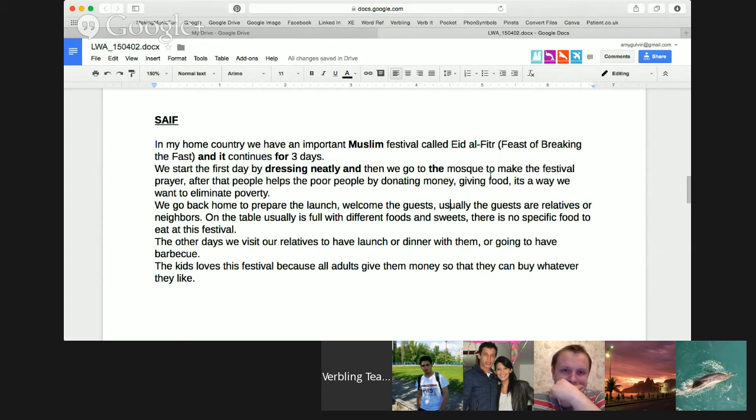I would say to have the festival prayer. You can't make a prayer. You can pray or you can have a prayer, I suppose, since it's a festival prayer. Is it like a group thing? You all pray together? Yup, yeah. All right, so have the festival prayer would be okay. Let's put a full stop because then you're going to say after that, people help the poor by donating money and giving food. And then we need to do a full stop again.